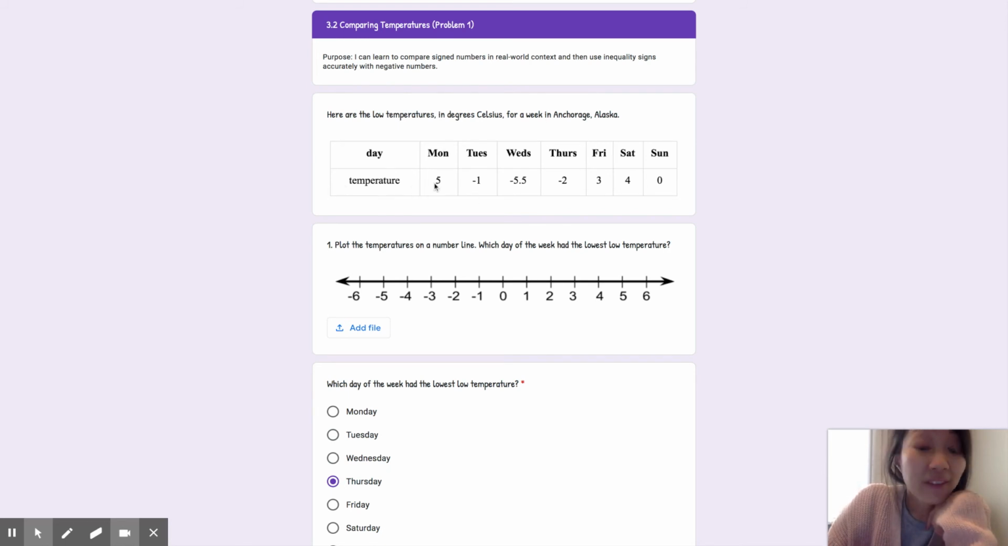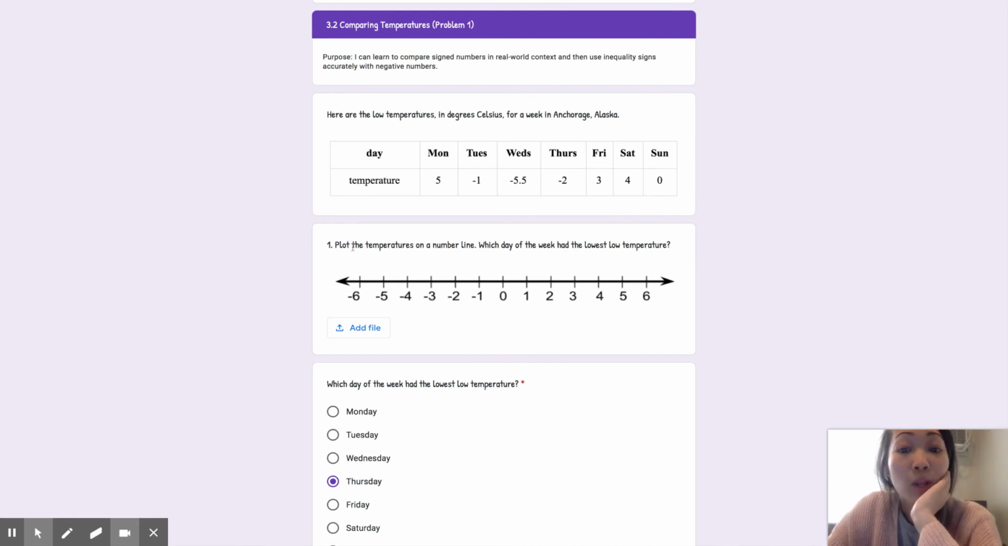Monday, it was 5 degrees. Ooh, that is cold. Tuesday was -1 degrees. Ooh, that's even colder. Wednesday is -5.5. Thursday is -2 degrees. Friday's 3 degrees. Saturday's 4 degrees. Sunday is 0 degrees. So this is degrees Celsius.